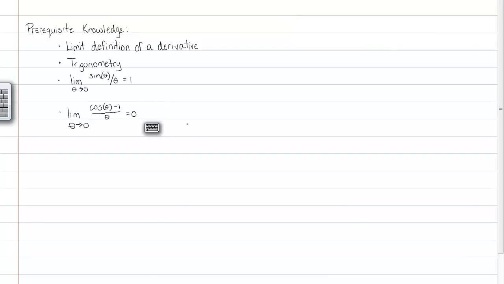There we go. Prerequisite knowledge is the thing that you should know. You should definitely be very familiar with the limit definition of a derivative by this point. You should also be very, very familiar with trigonometry. That's an incredibly important piece of information. That whole entire course is a huge prerequisite for calculus. You should also know that the limit as theta approaches 0 of sine of theta over theta is 1, and that the limit as theta approaches 0 of the cosine of theta minus 1 over theta is 0. Those last two are proven in my playlist. If you look at the differential calculus playlist, they are back to back, right next to each other.